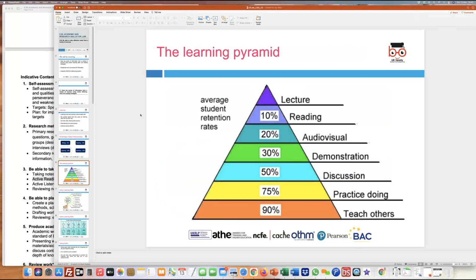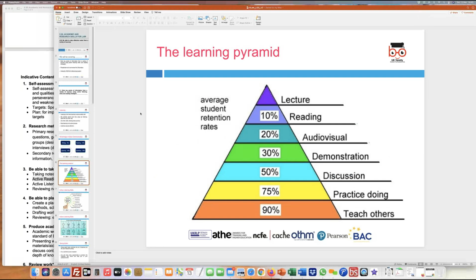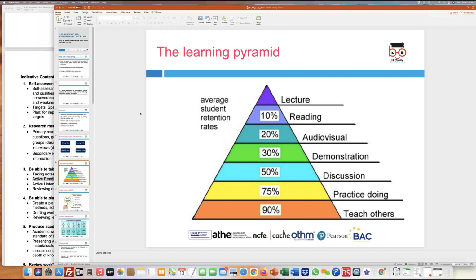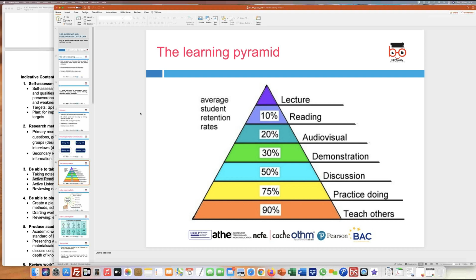Now, there is something which is called the learning pyramid. When we look at learning things, when you're exposed to something new and you have not read about it, you have not heard about it, and then you hear about it, what happens is your brain synthesizes this. And in this case, we talk about something called the learning pyramid.